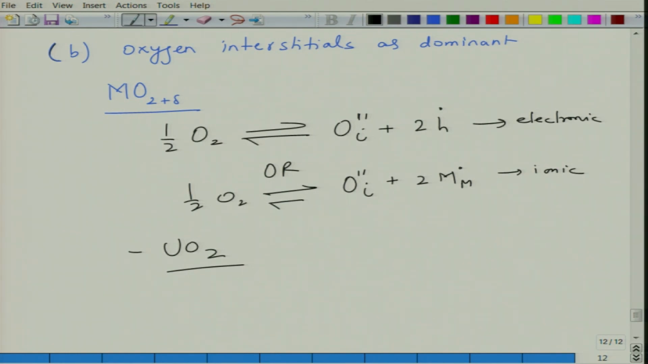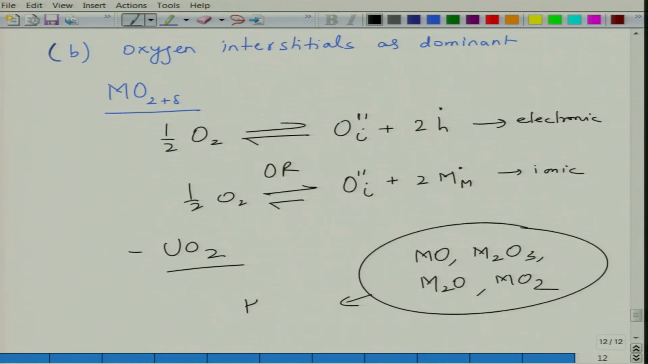Okay. I would like you to do these exercises for these two defects on MO type of materials, on M2O3 kind of materials, M2O and MO2. So, just write the defect reactions for these, this is homework for you. Okay. So, just practice this, imagine both the scenarios of electronic and ionic compensations and write the defect reactions for both oxygen deficiency and metal deficiency, oxygen excess and metal excess.